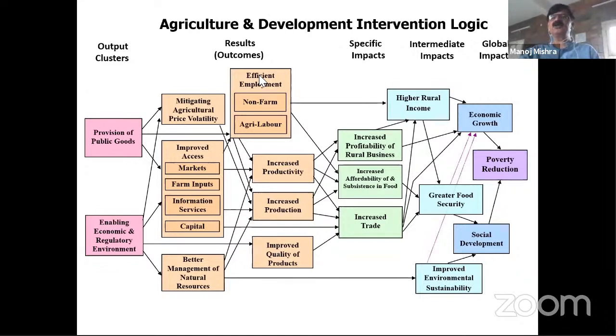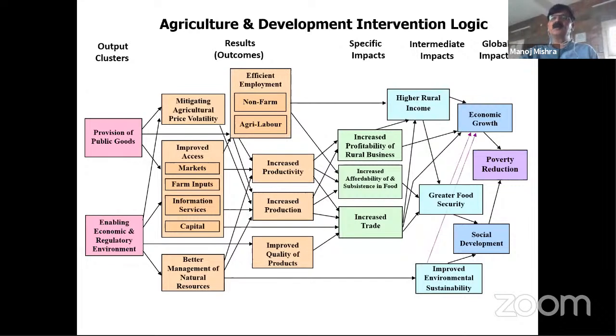In the context of agriculture, few people are actually in the domain of production processes, which helps in terms of farm, agriculture, labor and all those things. But in effect, the specific impact coming out is increased profitability of the rural business at large. There is increased trade, increased affordability of subsistence food, which leads to higher rural income, then to economic growth and finally to poverty reduction. So please appreciate that this is the larger context in which we are looking at what is called agri-entrepreneurship.